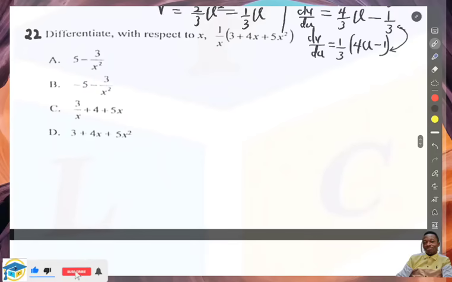Differentiate with respect to x: 1 over x into bracket 3 plus 4x plus 5x squared. All right, so we are asked to differentiate this function.